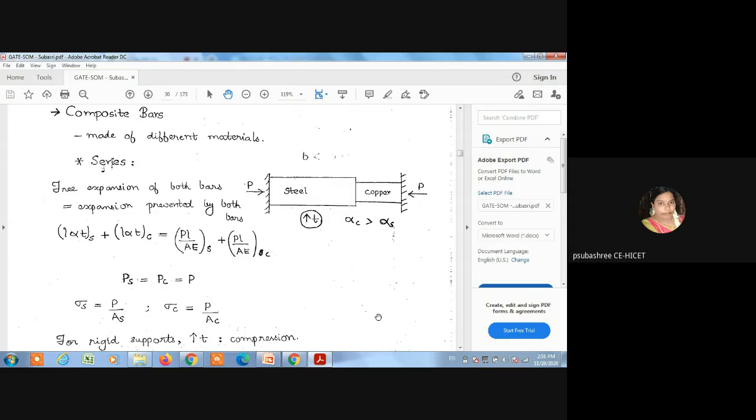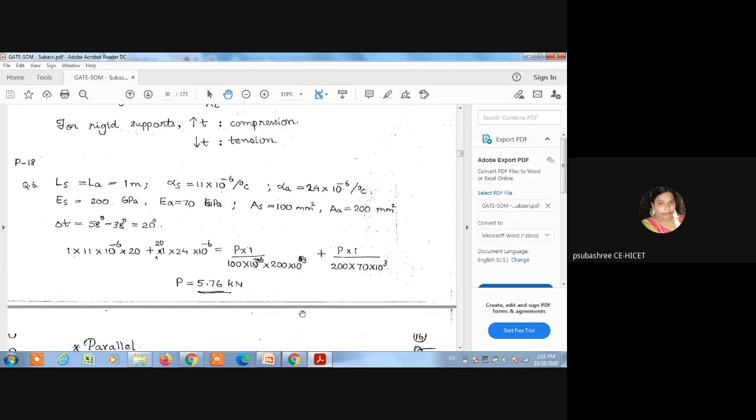What are the formulas for calculating stress in composite bars? Sigma S means stress in steel, which is equal to load P divided by area of steel, and sigma C, stress in concrete, is equal to P divided by AC, where AC means area of concrete. These are the basic formulas.